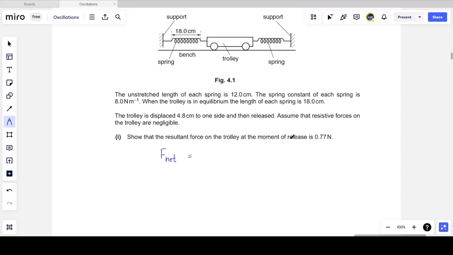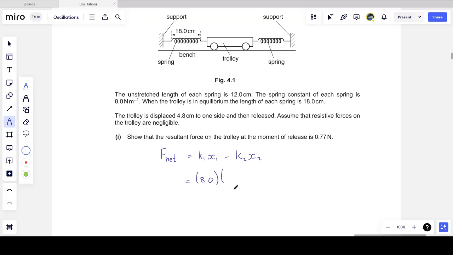At the moment of release, we pull the trolley to one side by 4.8 centimeters, so one spring is going to be stretched slightly more than the other. At that point, the force due to spring 1 minus the force due to spring 2 is going to be the net force on the trolley: k1x1 minus k2x2. It's best to just put bigger minus smaller. The force constant for each spring is the same, 8 newtons per meter.